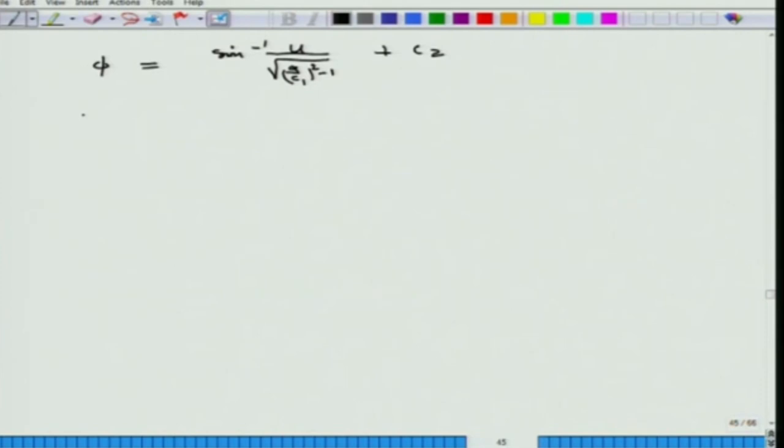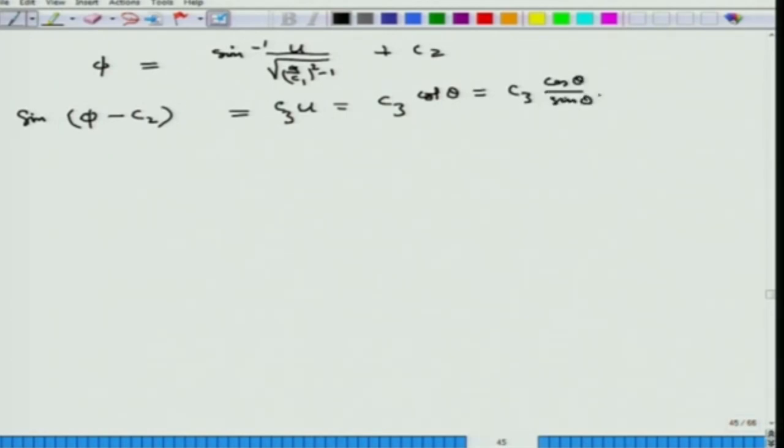So, taking this C 2 here, phi minus C 2, and then taking sine of this, equal to u by something. So, let us say this is C 3 u, which is C 3 cot theta, which we can write as C 3 cos theta over sin theta. Simplifying this here and taking sin theta here.